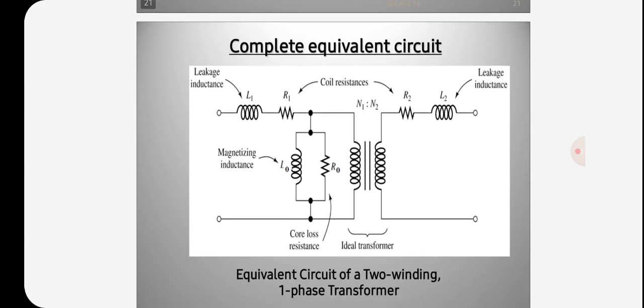So this is the complete equivalent circuit of a two winding single phase transformer. In this transformer, it has two windings. On the primary side, it has the leakage inductance L1 and primary resistance R1, and the magnetizing inductance and core loss resistance, and it has N1 and N2 turns. So this is the ideal transformer. On the secondary side, it has the R2 resistance and L2 leakage inductance.